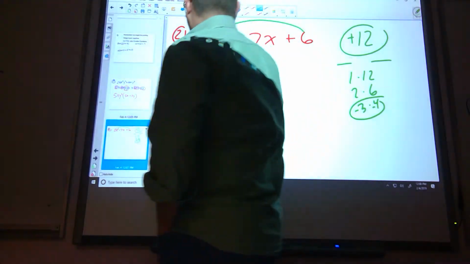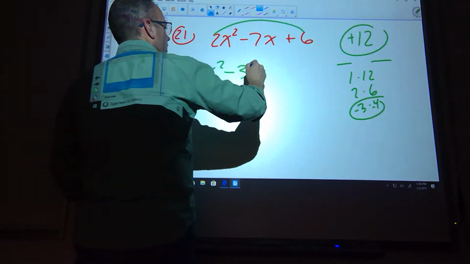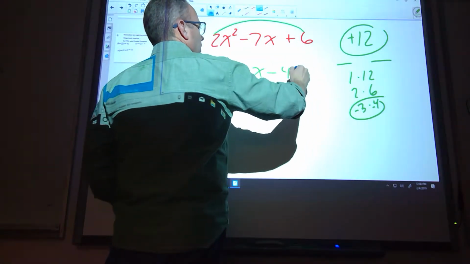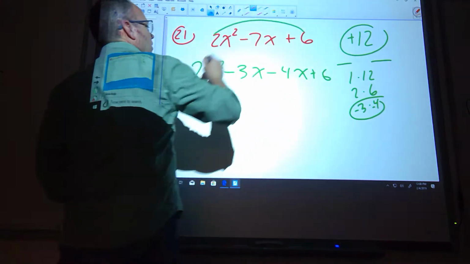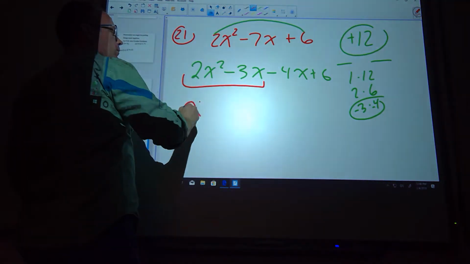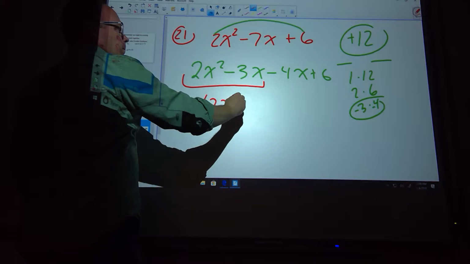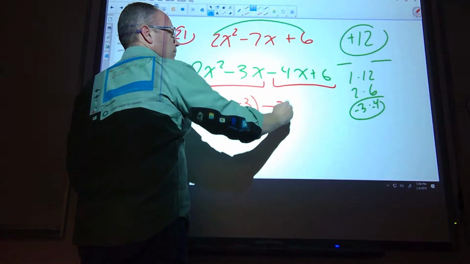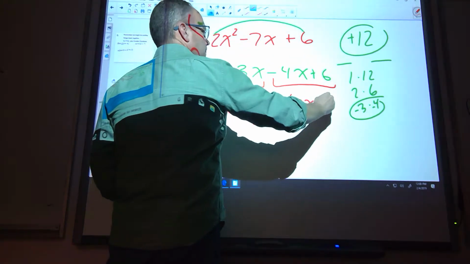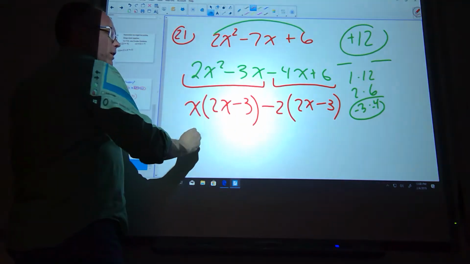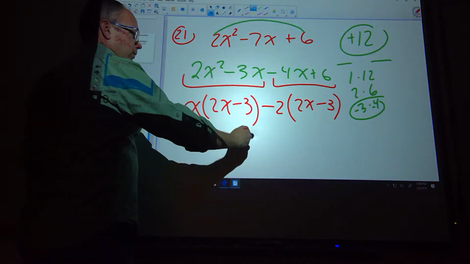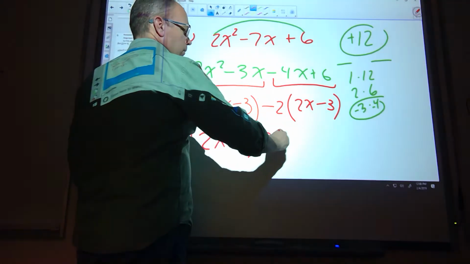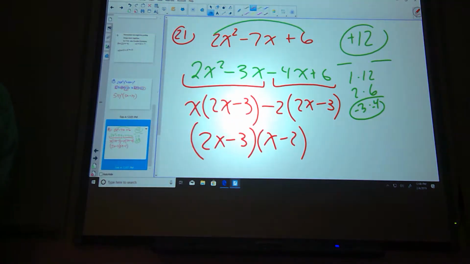So then I have 2x squared minus 3x minus 4x plus 6. Take a look at what we have in common here. That negative comes down. I have a 2 here. And then I have 2x minus 3 in common between those. Done. Yay.